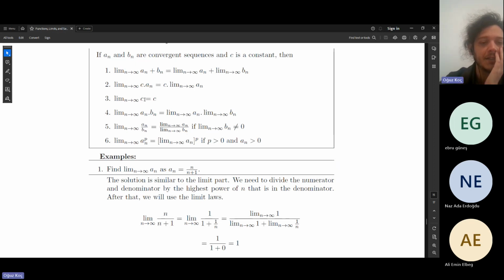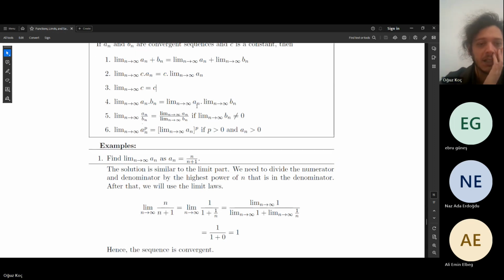And we have the third law, the limit of a constant gives itself. And we have the law for multiplication. The limit of two sequences that are multiplied by each other can be written separately: the limit of a_n times the limit of b_n, n goes to infinity.